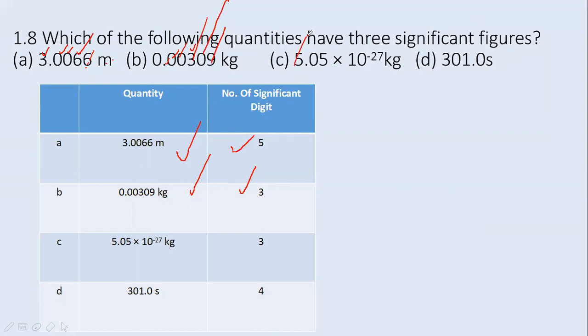A number written in scientific notation: before the multiplication, all the digits are significant. So three significant figures. Three significant figures.